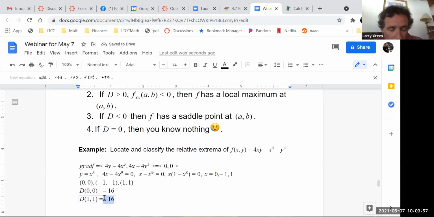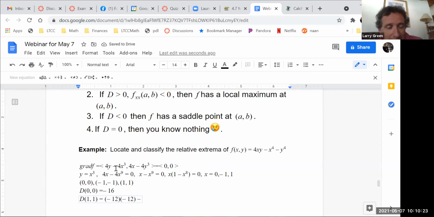Okay, that one's going to take a little work. So now we take the derivative again. The derivative fxx is going to be -12x squared, and that's going to be -12. And then fyy is also -12y squared. That's also -12. And then minus.